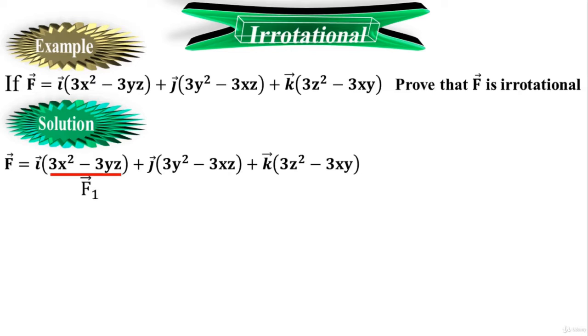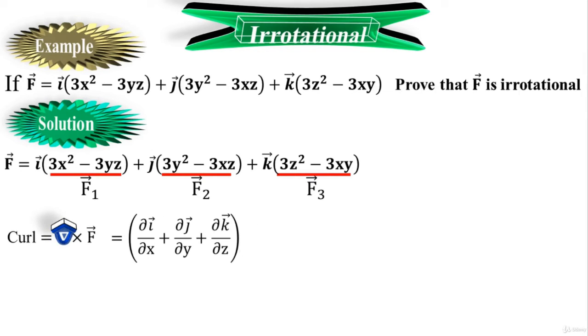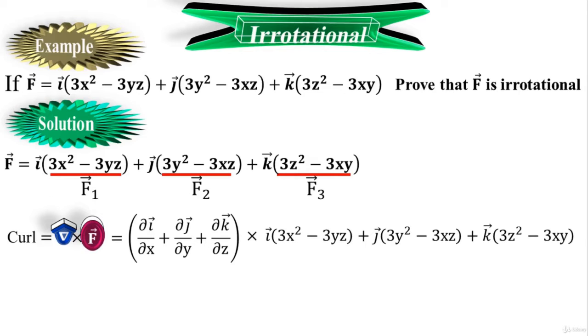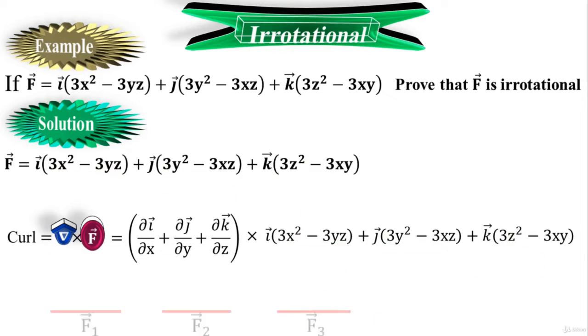Let me name the first term f sub 1, the second one f sub 2, and the third one f sub 3. To find the curl, the formula of the curl is partial i partial x plus partial j partial y plus partial k partial z cross product of f, which is i into 3x square minus 3yz plus j into 3y square minus 3xz plus k into 3z square minus 3xy. These are f sub 1, f sub 2, and f sub 3.